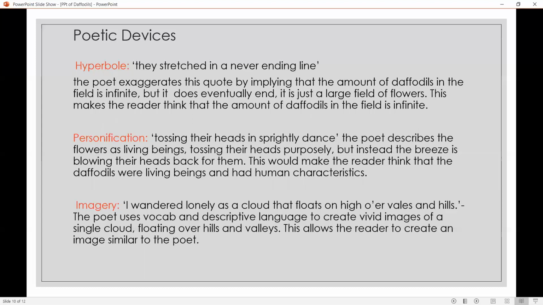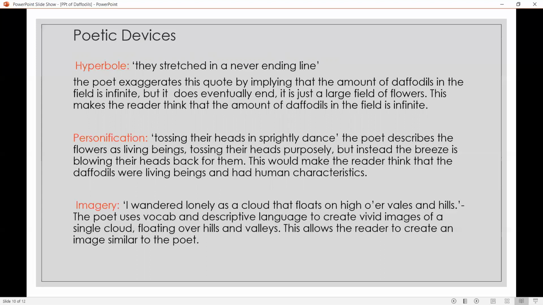Now, what are the poetic devices used by the poet? There are so many flowered words. There are so many beautiful words used, isn't it? So with what poetic device has it been described? Let us see now.